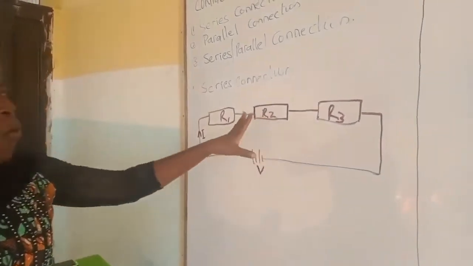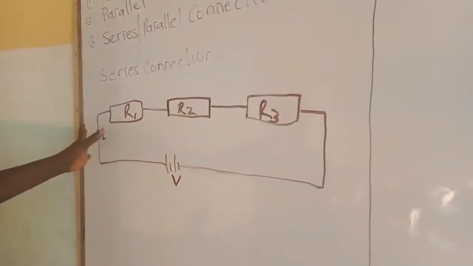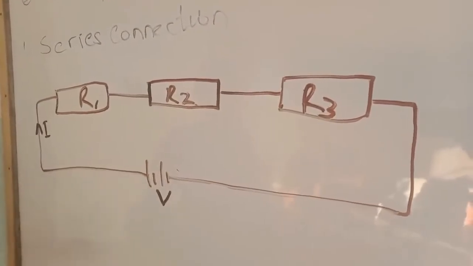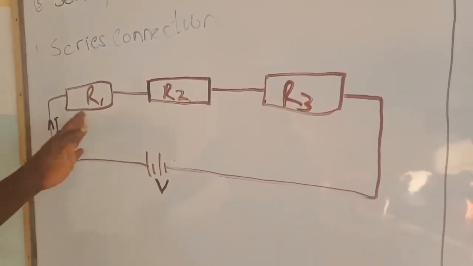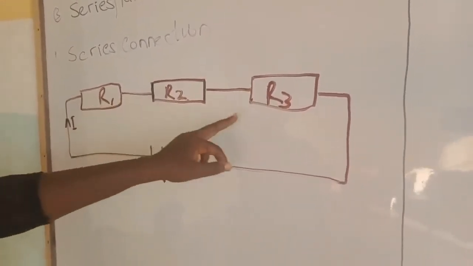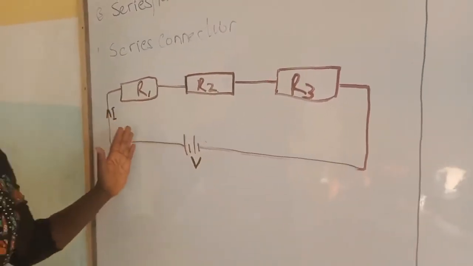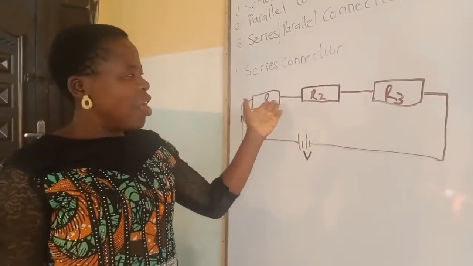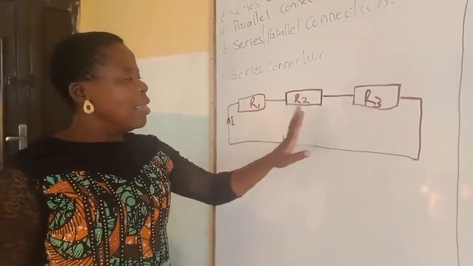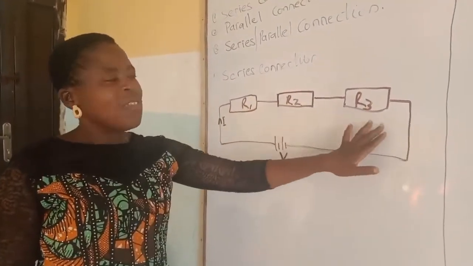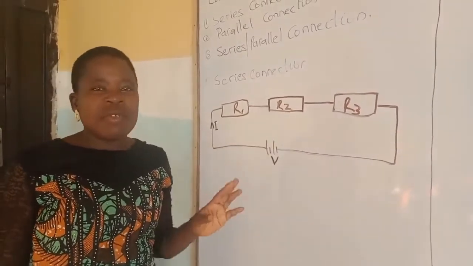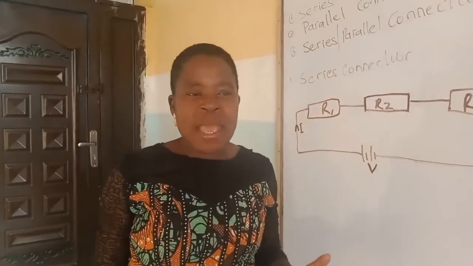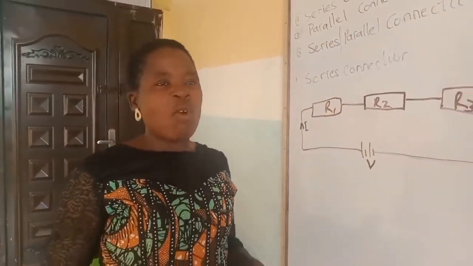We have resistor 1, 2, 3 here. When you want to calculate the total resistance of these resistors as you see them connected now, we have R1, R2, and R3. The total resistance is the addition of all the resistances. They are like a chain, 1, 2, 3. That is R1 plus R2 plus R3 plus as many resistors as are connected. They are combined together to make the total resistance of that circuit.